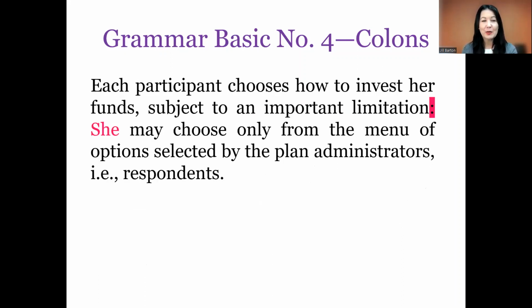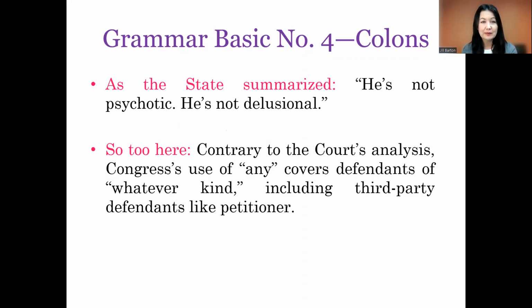The second colon rule is that we can combine what would otherwise be 2 sentences with a colon. The tricky part here is just that the second part of the sentence, what's set off by the colon, should be illustrating or describing what comes before it. So here we have, "Each participant chooses how to invest her funds subject to an important limitation." "Limitation" could be followed by a period, but here it's followed by a colon and information that describes that important limitation. Now, what follows the colon could or could not be a complete clause.